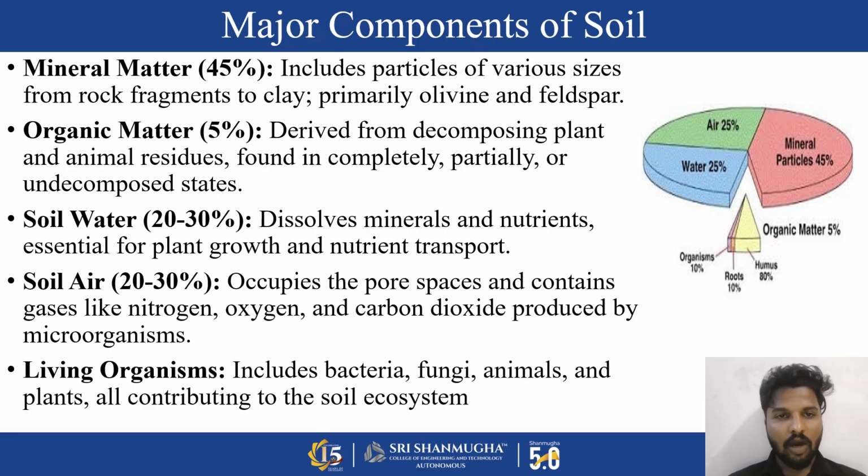Then second one is the organic matter. It is about 5 percentage by volume of soil. Organic matter is derived from the decomposition of plant and animal residues. It exists in various stages of decay: undecomposed, partially decomposed, and completely decomposed. So the fully decomposed stable material is called humus, which makes up about 80 percentage of the organic matter component. So organic matter is vital for soil structure, water retention, and as a source of nutrients.